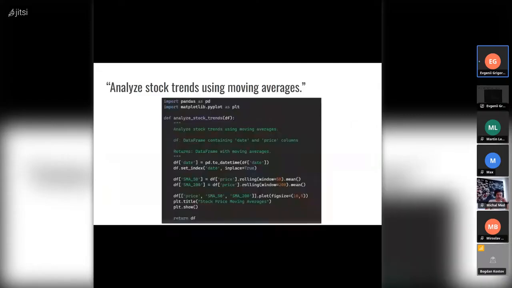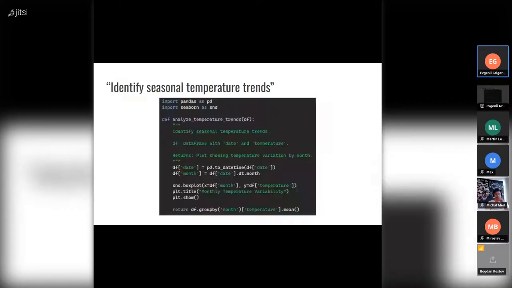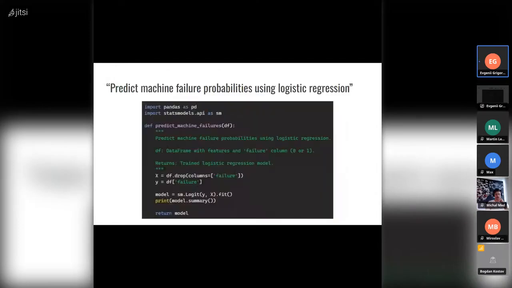That's some examples of how it can generate the code, basically of analyzing some time series depending on different inputs. That's analyze stock trends using moving averages. It is identify seasonal temperature trends. And this is predict machine failure probabilities using logistical regression. Again, this is all tasks about processing of time series, so it has some variability in it, and the machine has to take into account our context, like the exact our wording, what do we need from it exactly.